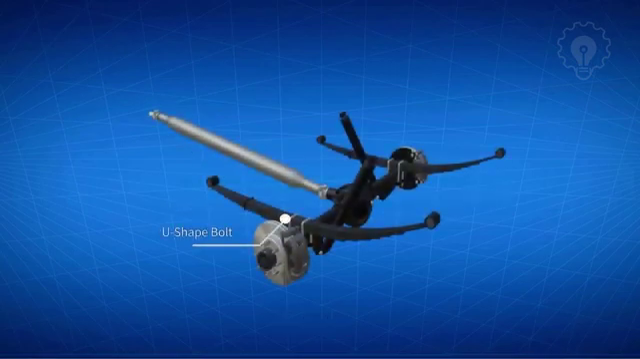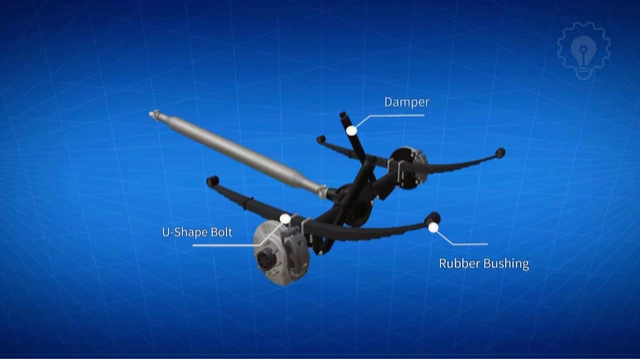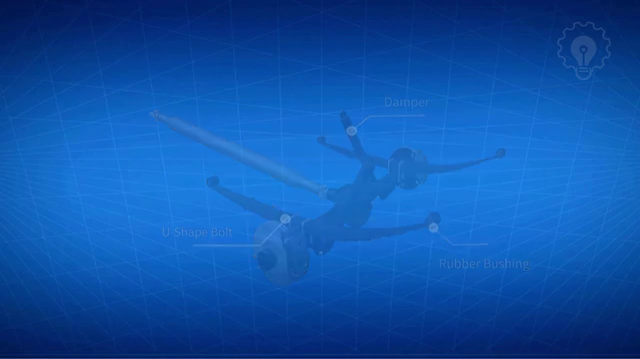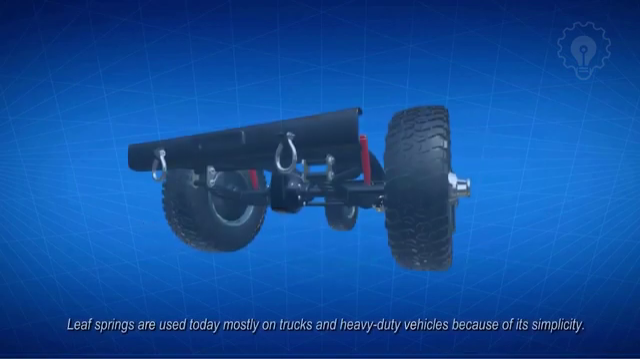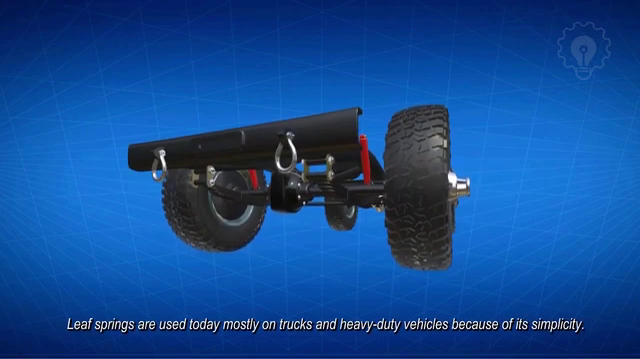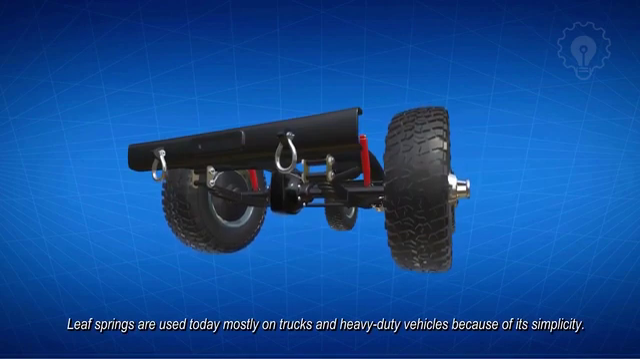The leaf spring is fixed to the axle housing by a large U-shaped bolt. Rubber bushings are used on the front and rear to reduce the impact from the road. A damper is also fixed in a clamp to dissipate the stored energy from the spring. The end of the leaf spring is directly connected to the frame by a shackle. Leaf springs are used today mostly on trucks and heavy-duty vehicles because of its simplicity.